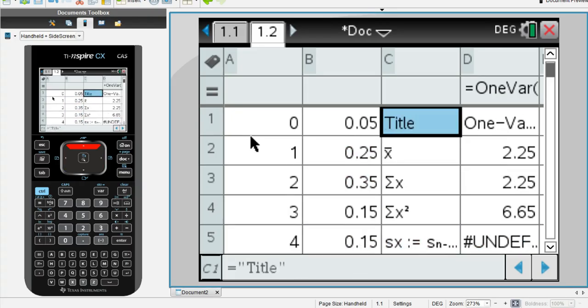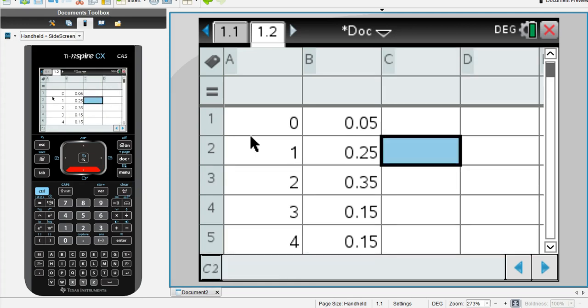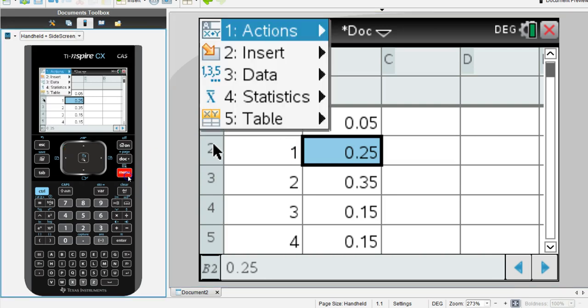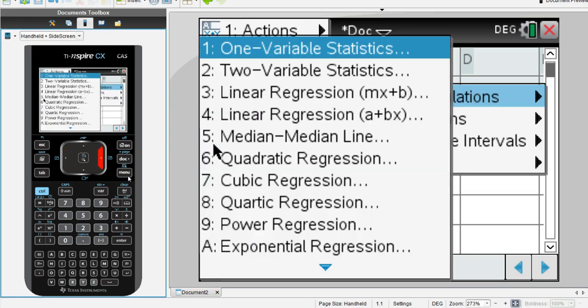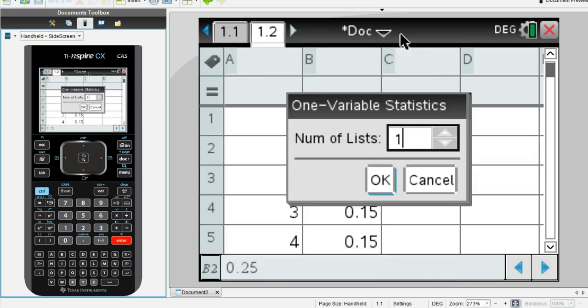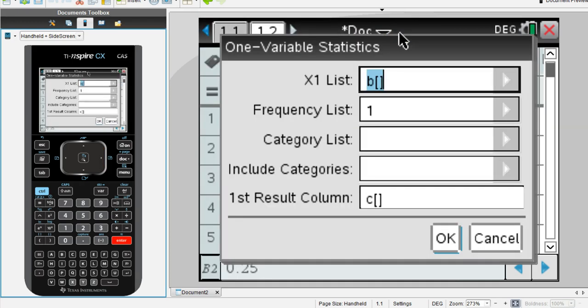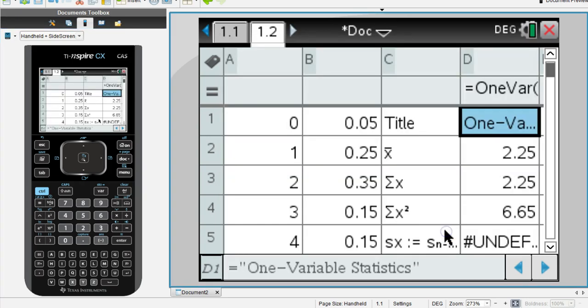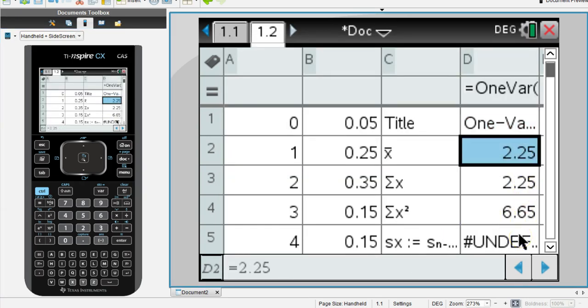Quick recap on the process, because we've only done it once. If I had to rerun this, or maybe you didn't type it over like I did, typed it in a new list, how would we do that? Menu, statistics, calculations, one variable statistics, just like we did before, on a single list, but our x's are in A, and our frequencies are in B. And make sure the results are in C. And those should be our same numbers. Okay?